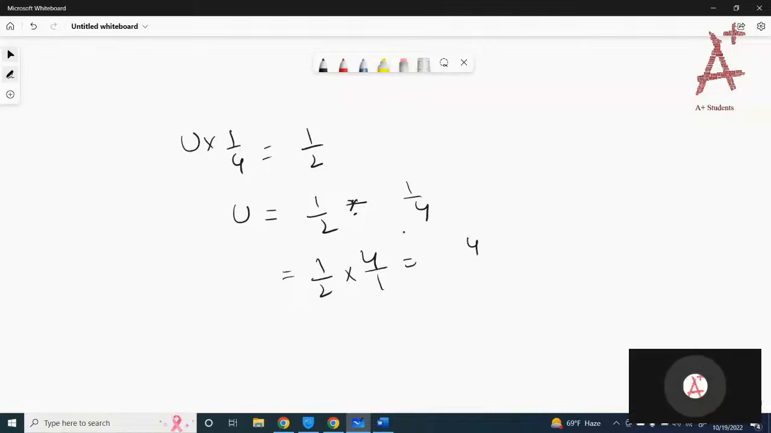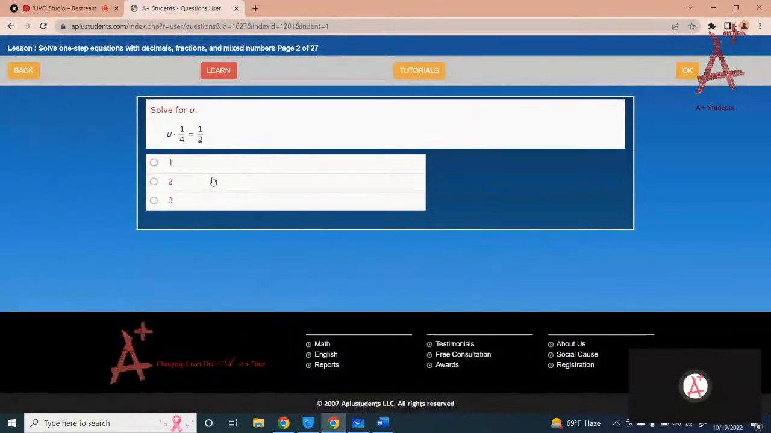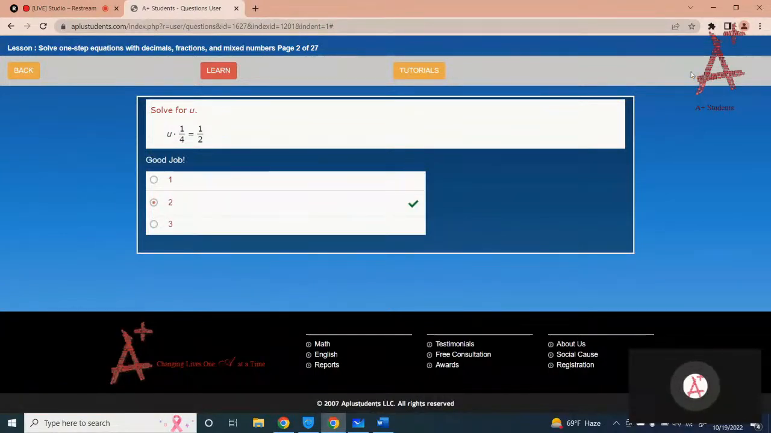It would be 4 times 1 is 4 and 2 times 1 is 2. So 4 over 2 is 2. The value of u is 2. So the correct option is 2. Select the correct option and click on the OK button.